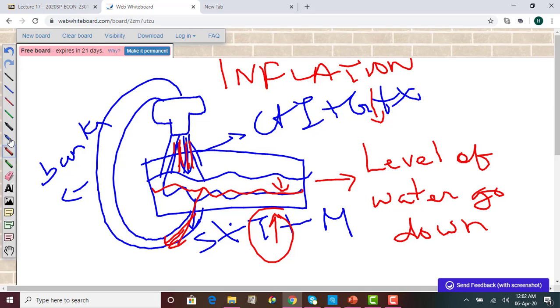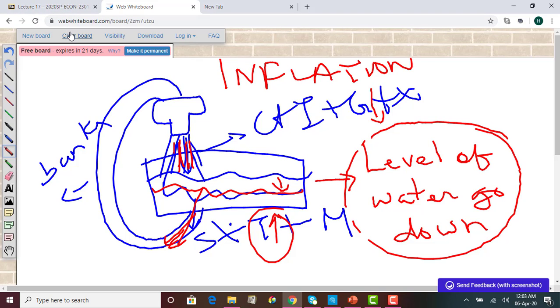The main thing that we have to remember is that during recession, government wants to increase aggregate demand, and they can do that by increasing government spending or decreasing taxes, which will cause the level of water to go up. In cases of inflation, the government wants to reduce aggregate demand, and they can do that by decreasing government spending or increasing taxes, and as a result the level of water will go down. So hopefully that is clear to you guys.